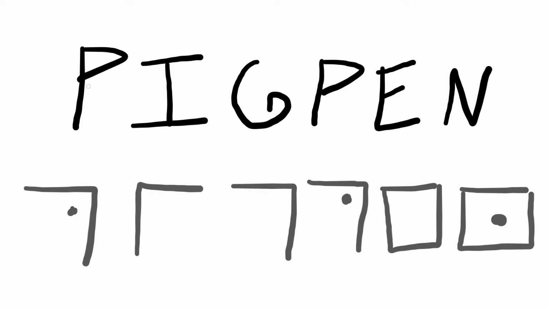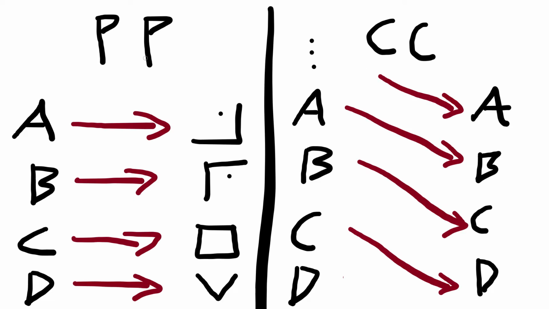Another famous example is Pigpen, where each letter is replaced with a symbol. The name Pigpen would end up looking like this. It differs from the Caesar cipher as now you're mapping each letter to its own unique symbol instead of following a pattern of shifts like in the Caesar cipher.